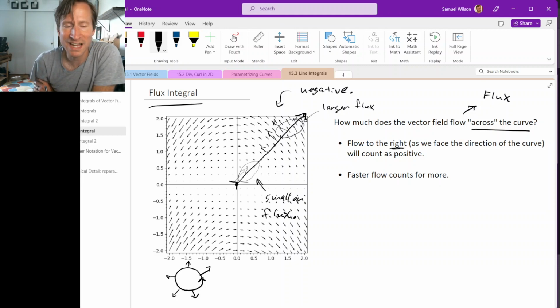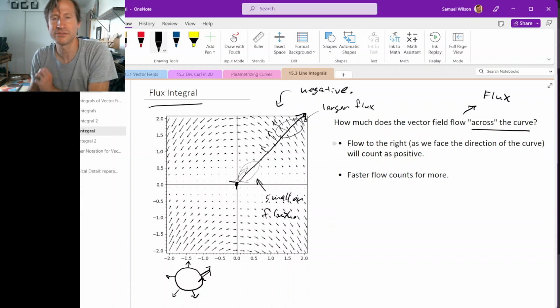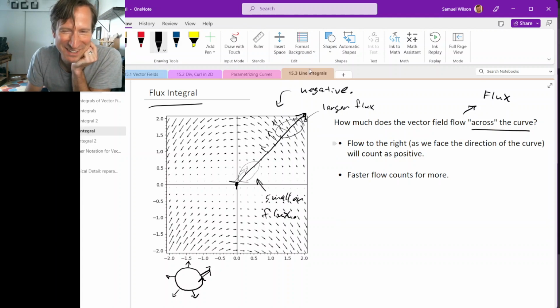So it should be flow outwards that counts as positive, but which way is outwards, to the right or to the left, depends on which way you go around this loop. When we go around a loop, we typically count counterclockwise as the positive direction. So if we want positive flux to result from outward flow when we go around this loop counterclockwise, positive flux has to be rightwards and not leftwards. So that's why we're choosing rightwards flux to count as positive.